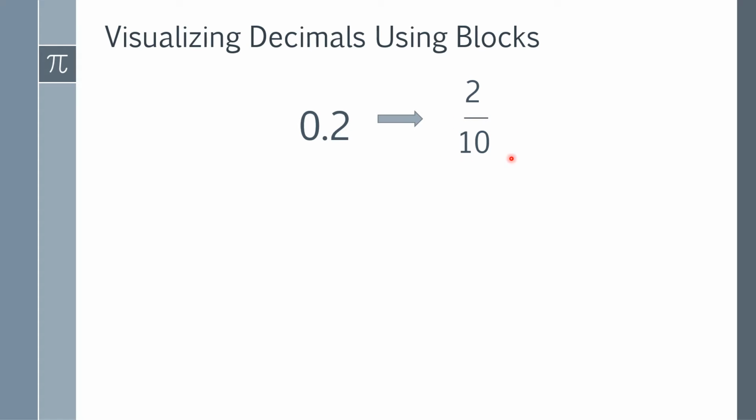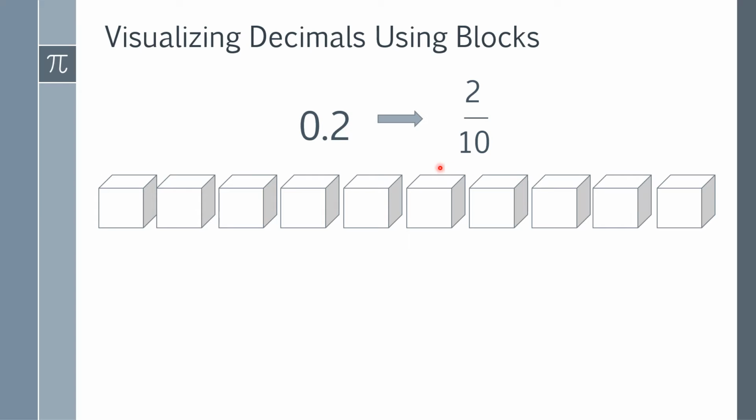Now, let us draw 10 blocks kasi 10 yung denominator natin. There you go. So let's count 1, 2, 3, 4, 5, 6, 7, 8, 9, and 10. And then next is let us cross out 2 blocks because our numerator is 2. So let's cross 1 and 2. So that's the way how we visualize decimals using blocks. So let's have another example.